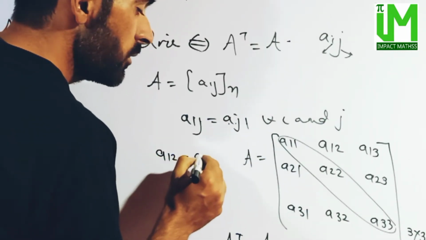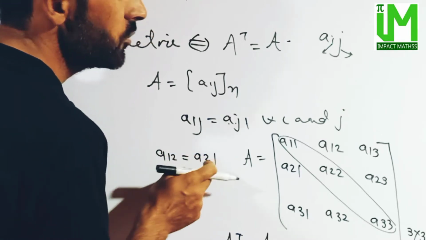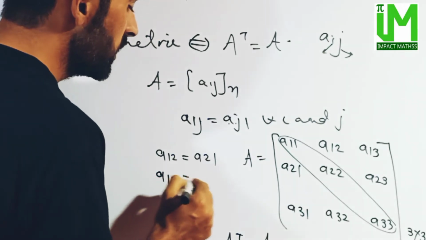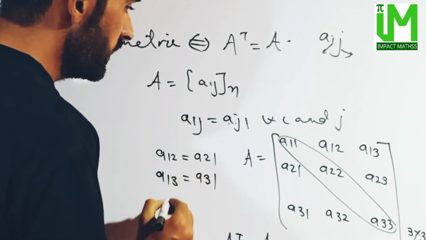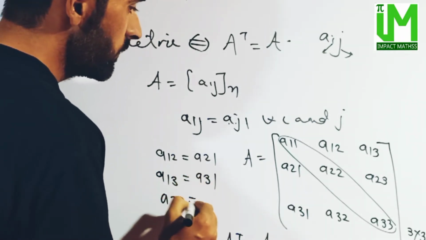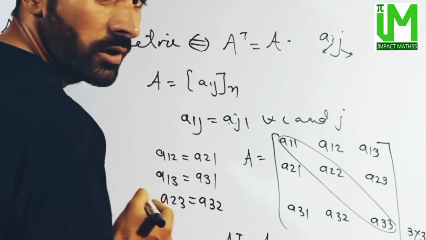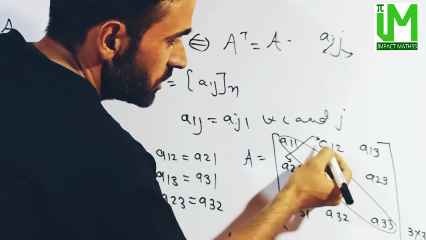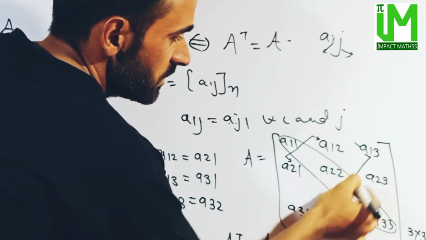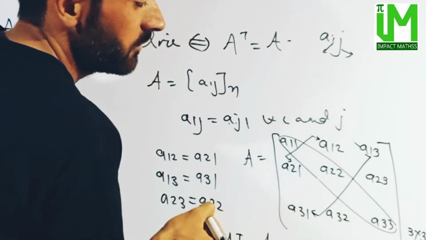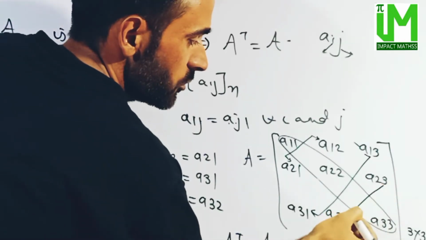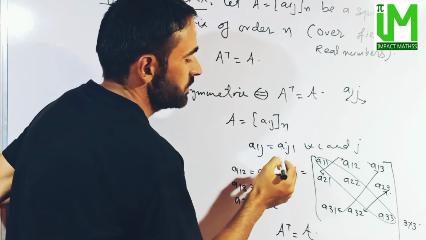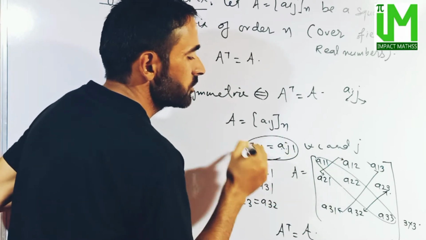A12 किसके बराबर होना चाहिए? A21. A12 होना चाहिए बराबर A21 के बराबर. A13 should be equal to A31 and then A23 should be equal to A32. These are the non-diagonal entries. देखिए ये entry और ये entry आपस में बराबर होनी चाहिए. This entry and this entry and this entry should be equal as well, and then these two entries have to be equal as well. So symmetric matrix में we have in general Aij is equal to Aji.